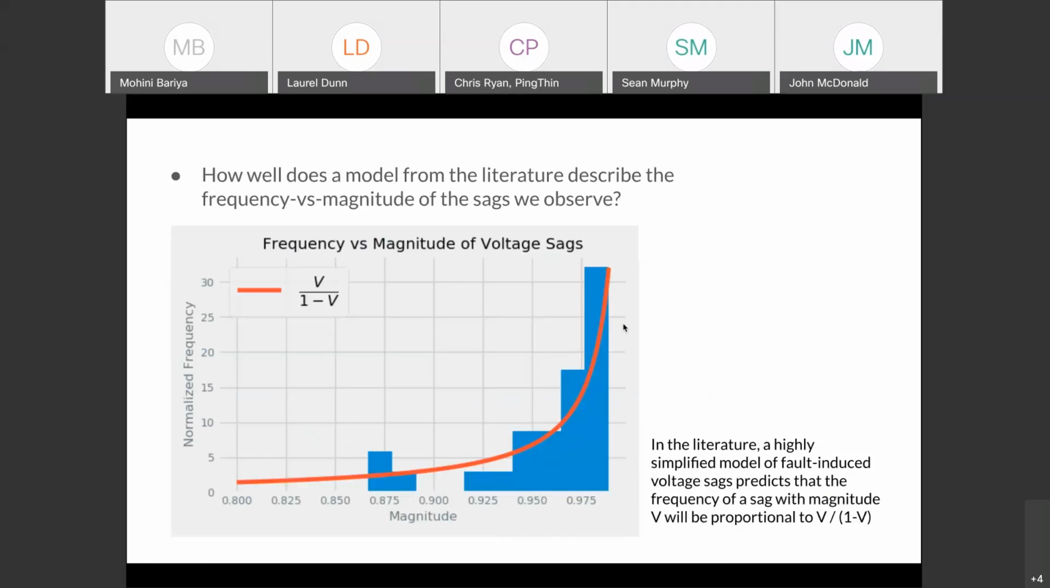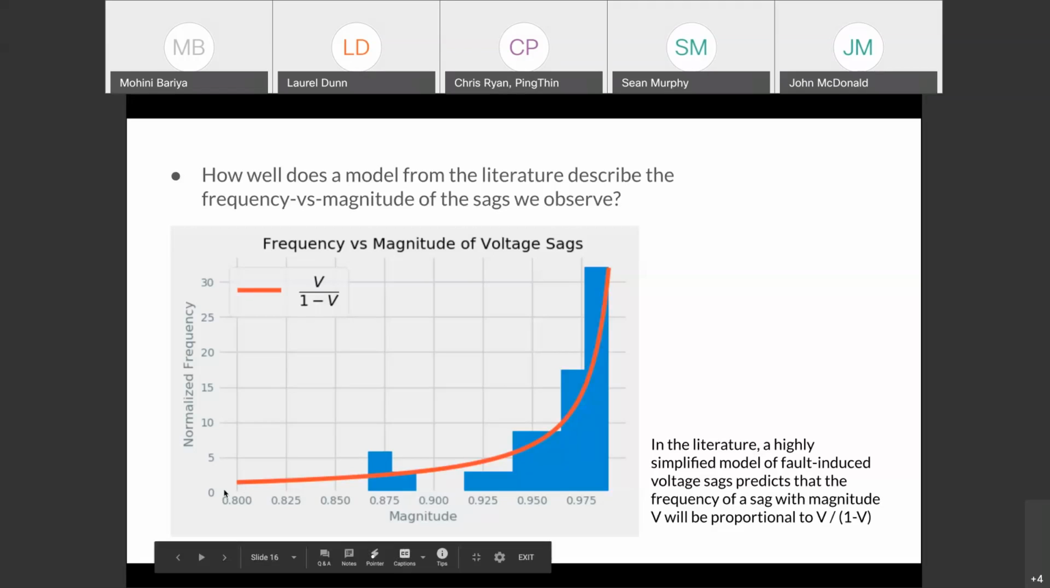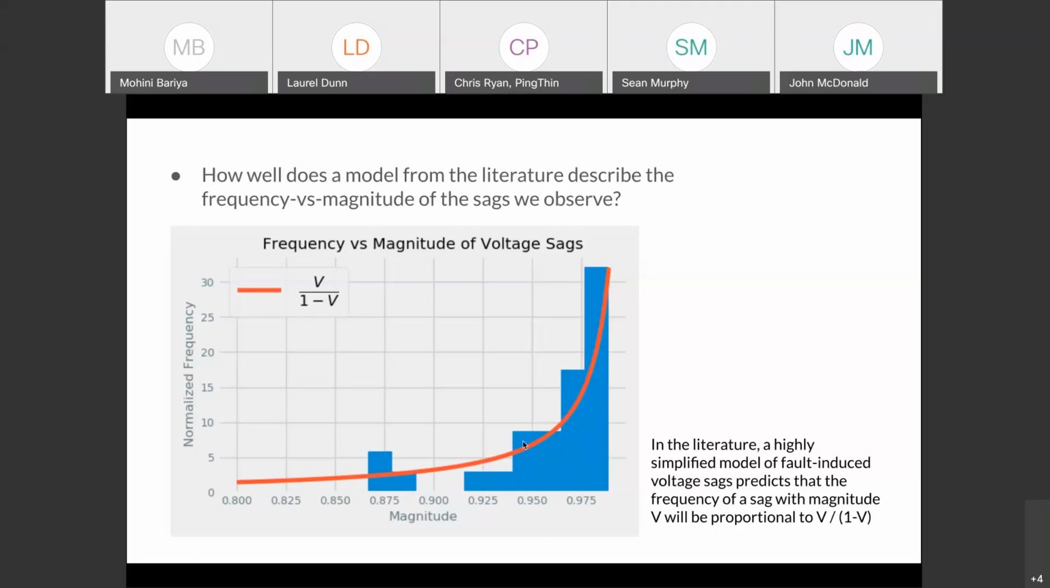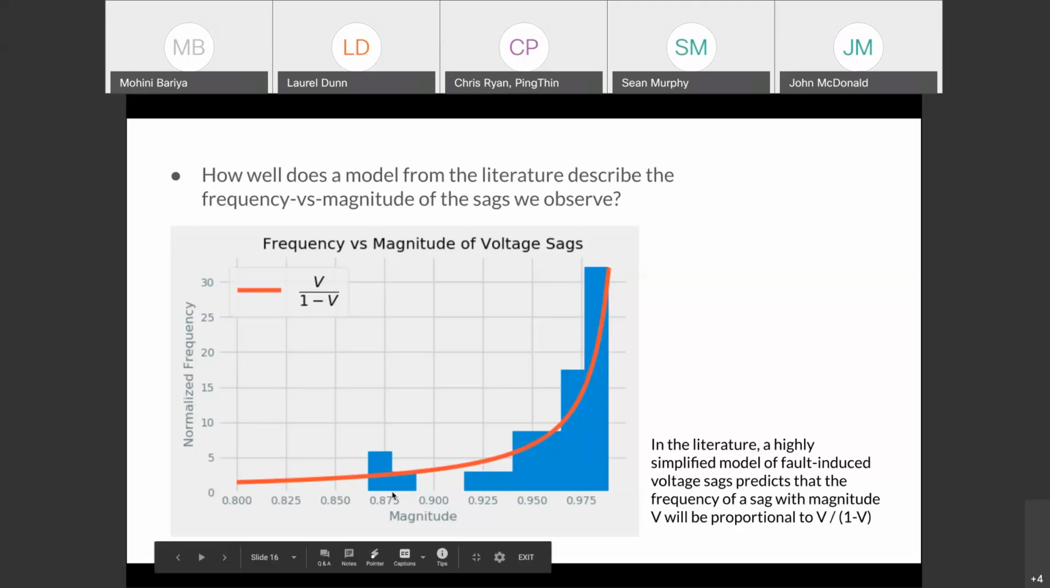Okay, so on to the second question. How well does a model from the literature describe the frequency versus magnitude of the sags we observe? So in the literature, there's this very simplified model, which makes a lot of assumptions, but tries to model fault-induced voltage sags and to predict the frequency of sags of a particular magnitude. And basically what this model says is that the frequency of a sag with magnitude V will be proportional to V over 1 minus V. So what that means is that we will have far fewer very significant sags and far more small sags from nominal.